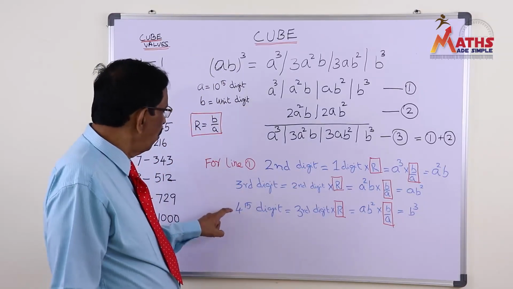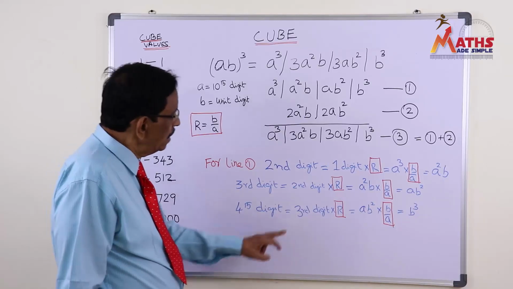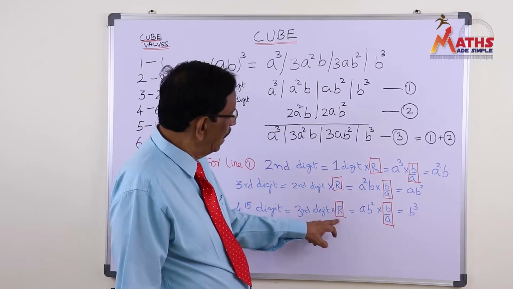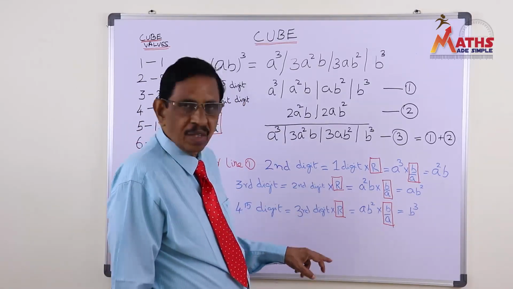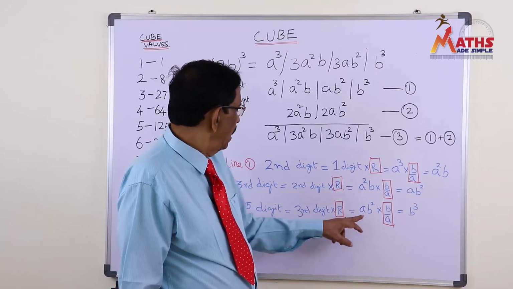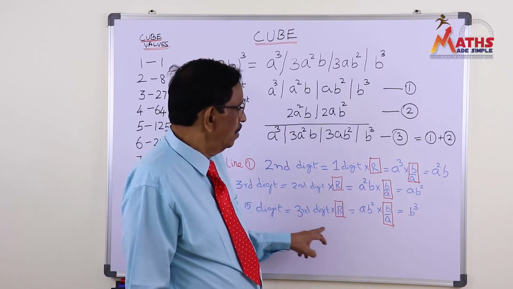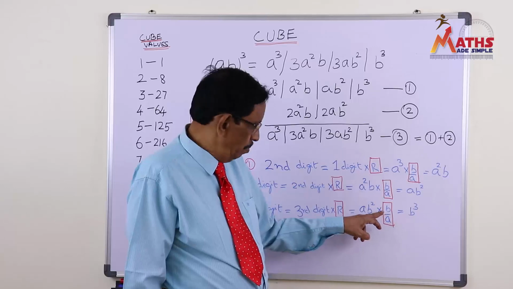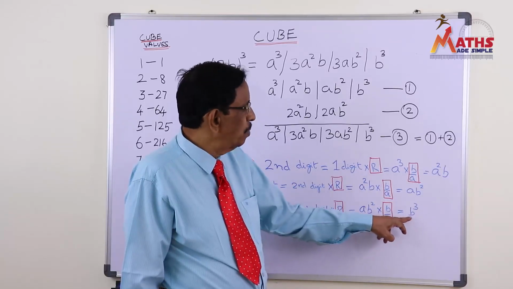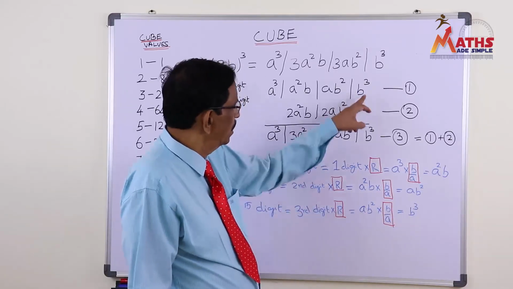To arrive at the fourth digit, take the third digit, multiply again by ratio R. When you multiply, a b square is the third digit. I multiply by b by a, I get b cube. That is the fourth digit.